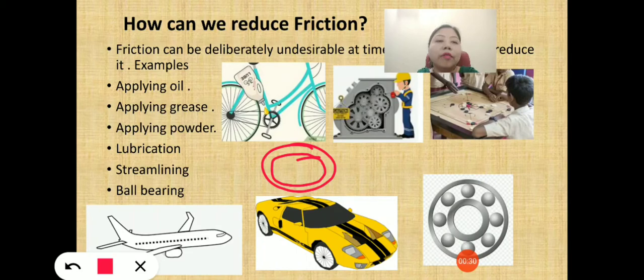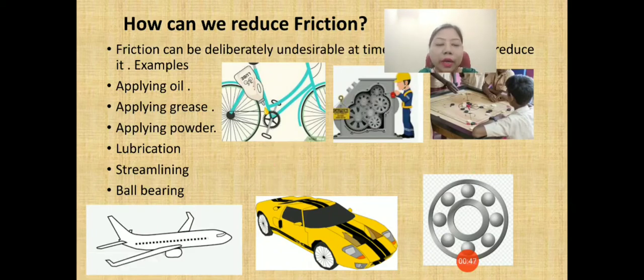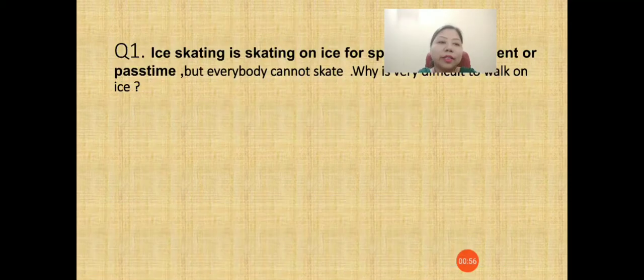Now if we place balls in between the two rings, then the friction which is produced will be reduced and the movement of the inner ring will be very smooth. So in this way we can reduce friction by using ball bearings. We will be discussing streamlining and ball bearings in detail in the later classes to come.